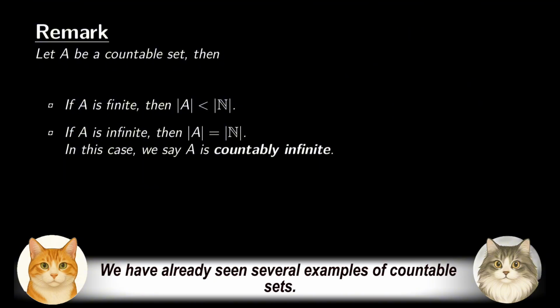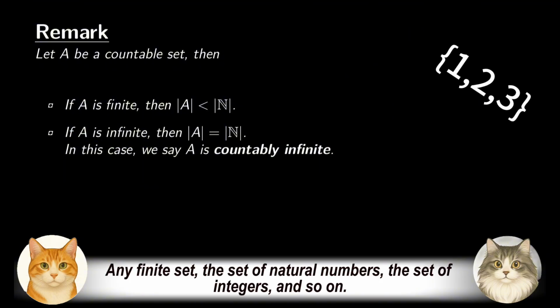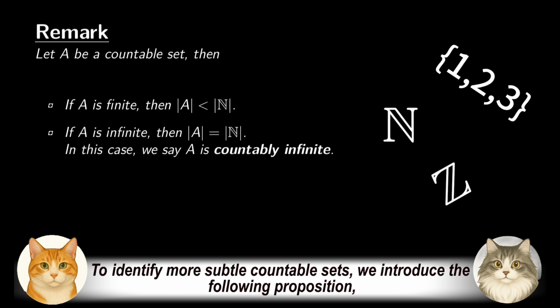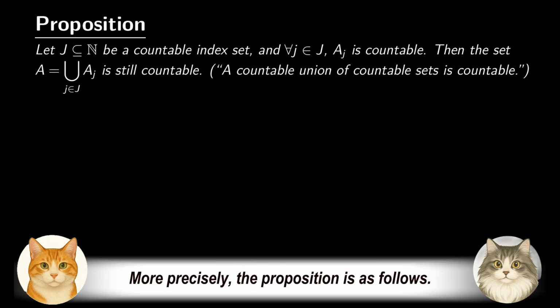We have already seen several examples of countable sets: any finite set, the set of natural numbers, the set of integers, and so on. To identify more subtle countable sets, we introduce the following proposition, which essentially states that any countable union of countable sets is still countable. More precisely, the proposition is as follows.